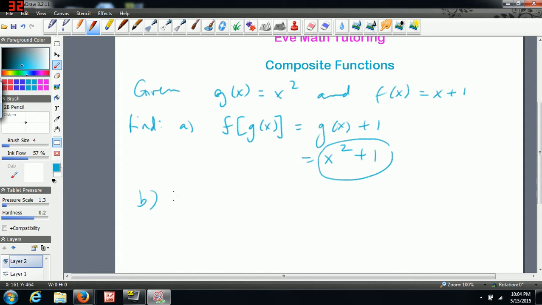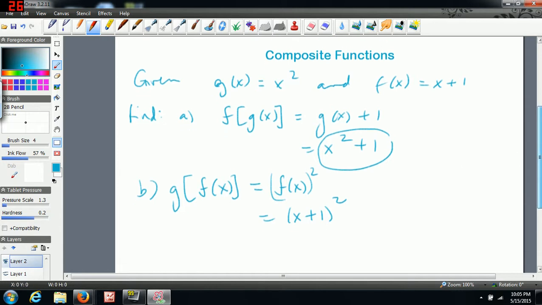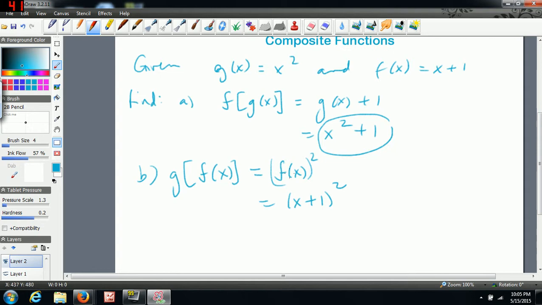Now, if you were asked to find, say, g of f of x, so in this case, instead of x here, you're going to have f of x. So in your g function, instead of x squared, you're going to have f of x squared, which is going to be x plus 1 all squared. Okay. So that's g evaluated at f of x. So instead of x, you've got f of x for here. So you plug x plus 1 into your x part, it becomes x plus 1 squared.